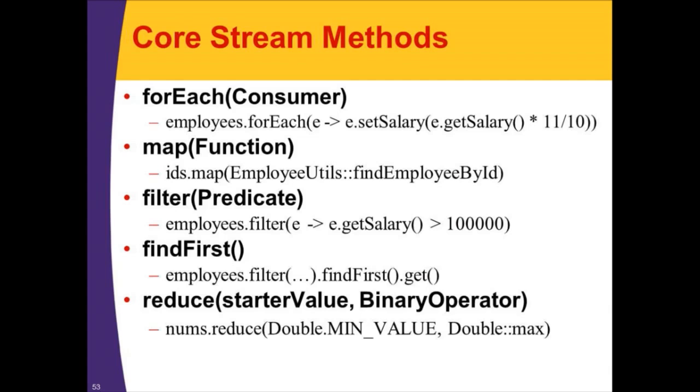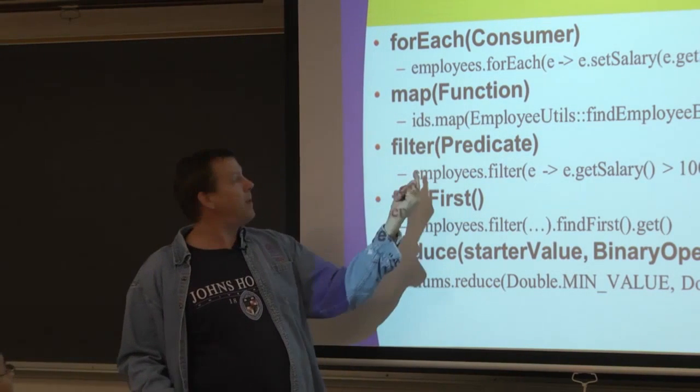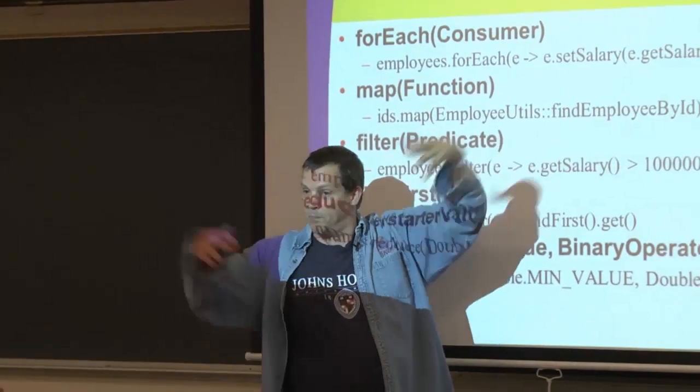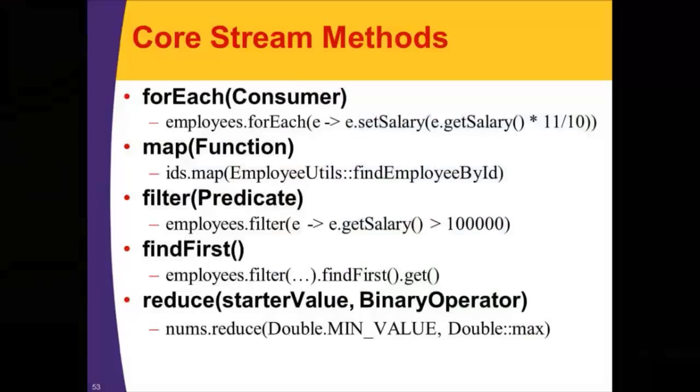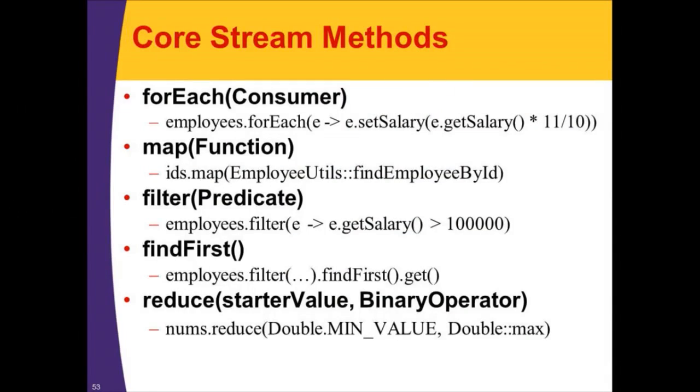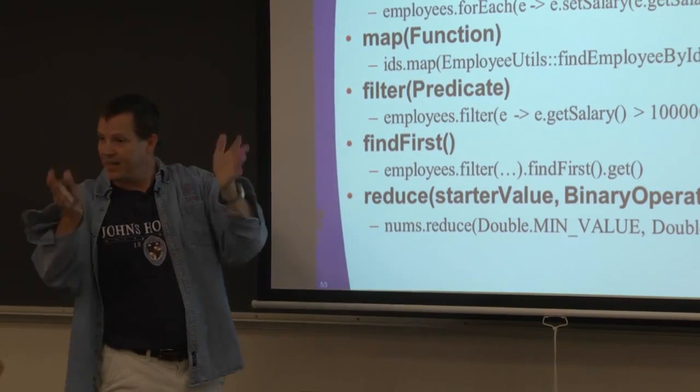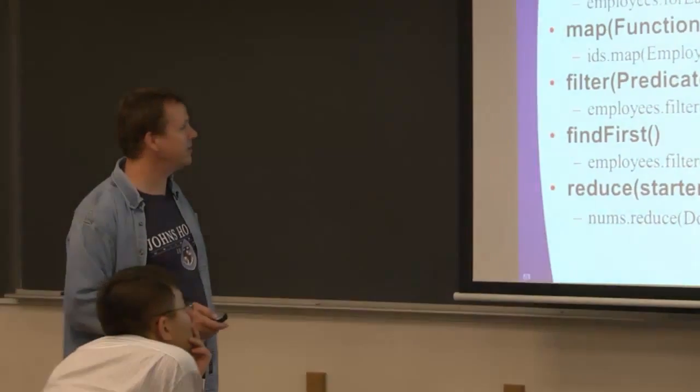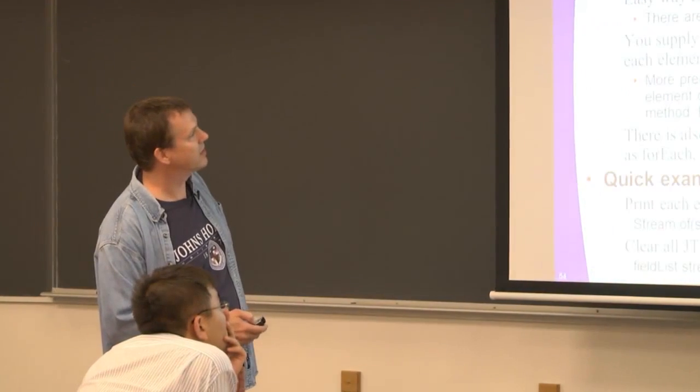Map is a transformation operation. Those of you who've done JavaScript and Lisp are very familiar with this already. Given a list of IDs, produce a list of employees by passing each ID through this function and taking the output and collecting it. Filter, keep only the things that match this predicate. Find first, give me the first one. And reduce is about combining things. Map and reduce, the ideas that Hadoop, of course, uses.